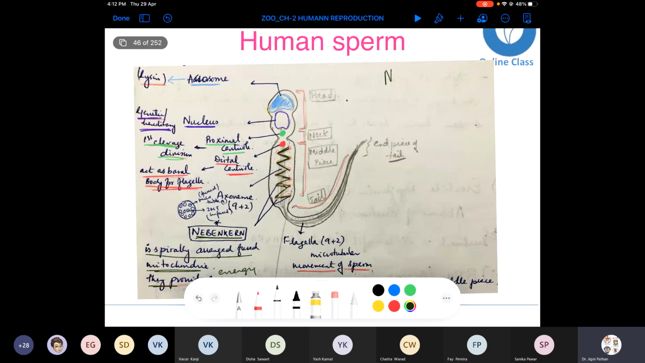From the distal centriole, what arises? Flagella. So you have the axoneme. It's coming from the distal centriole and forms the base for the flagella, giving strength to the flagella. Are you understanding? The flagella shows 9+2 type of arrangement, and the tail helps in movement of the sperm.